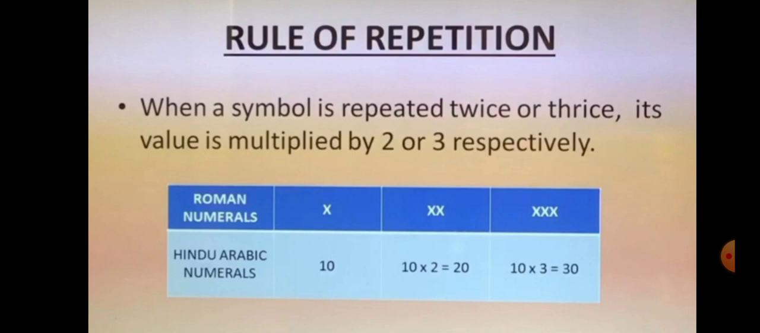Here an example is given. The Hindu Arabic numeral 10 is given. If we want to write it in Roman numerals, we know the symbol X has value 10. So we will write a single X. If we want to write 20, we will repeat the symbol X twice, so 10 is multiplied by 2 to get 20. Similarly for 30 we multiply 10 by 3.